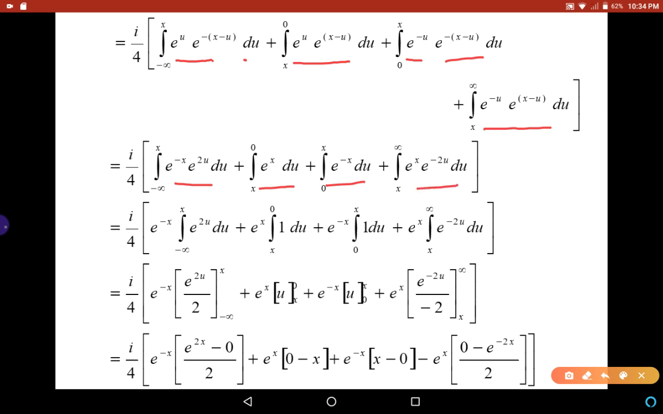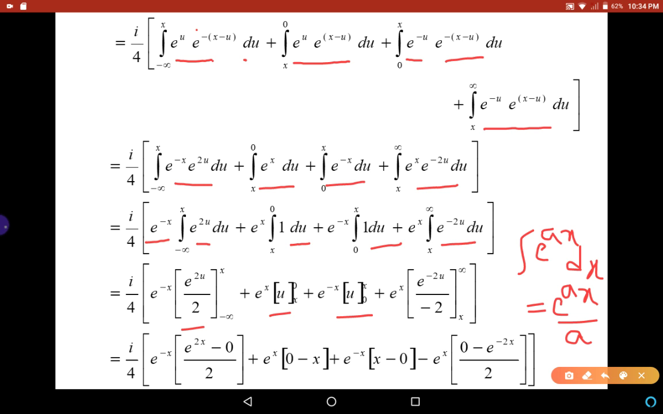Because the integration is with respect to u here, we take the x terms outside. So this is e power minus x into the integral minus infinity to x e power 2u du, e power x into the integral x to 0 of 1 du, e power minus x into the integral 0 to x of 1 du, e power x into the integral x to infinity e power minus 2u du. We know that the integral of e power ax is e power ax by a. Therefore, the integral of e power 2u is e power 2u by 2 here. The integral of 1 is u within the limits x to 0, and here the integral of 1 is u in the limit 0 to x. The integral of e power minus 2u is e power minus 2u by minus 2.